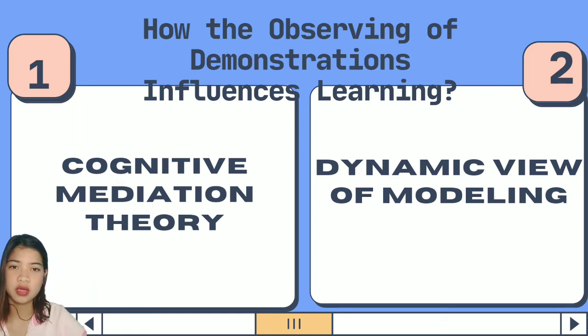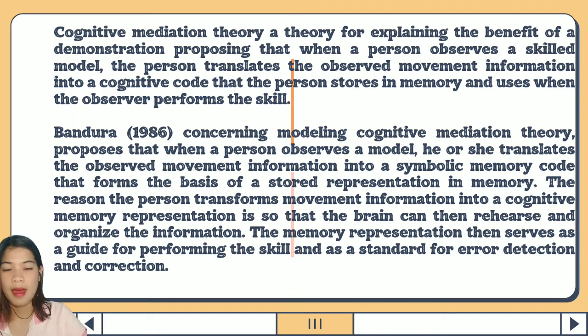Cognitive mediation theory is the predominant view, based on the work of Bandura, 1986, concerning modeling and social learning. This theory explains the benefit of demonstration by proposing that when a person observes a skill model, the person translates the observed movement information into a cognitive code that is stored in memory and used when the observer performs the skill. Got it?